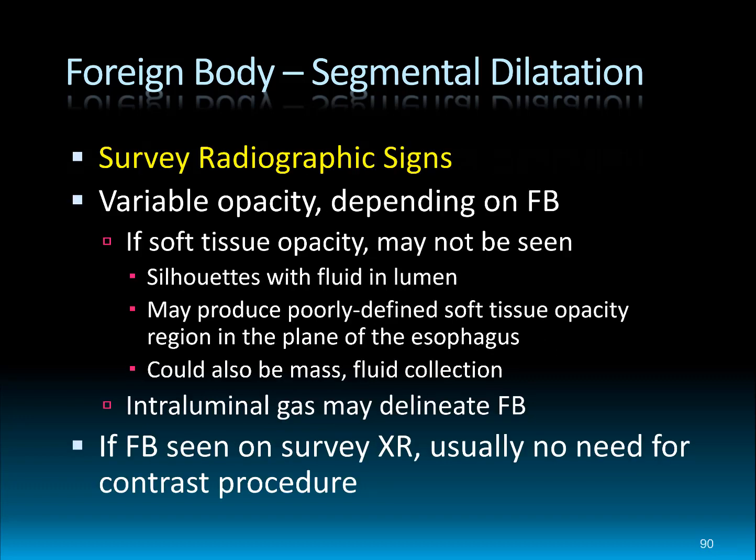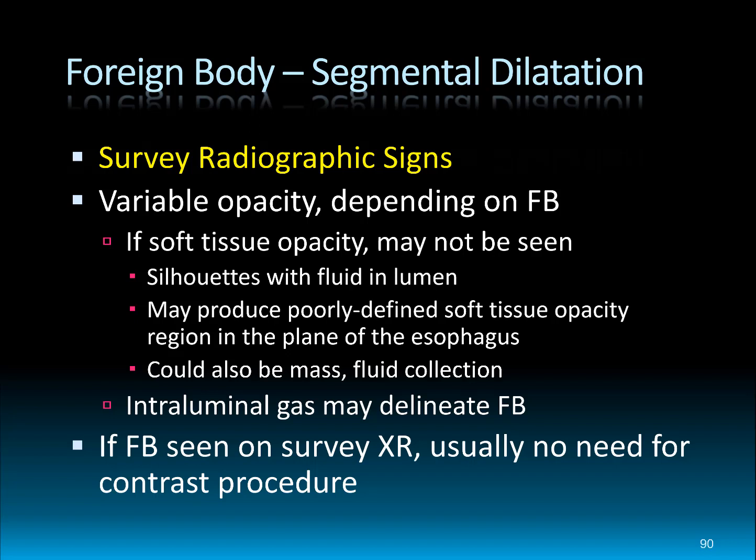On survey radiographs, the esophagus, that distended segment of the esophagus, is variable in opacity. And the foreign object itself is going to be variable in opacity, just depending on what it's made of. So a soft tissue opacity foreign object may not be visible on survey radiographs because it may silhouette with the fluid in the esophagus that surrounds it. Maybe you get a hint that there's something there, you may not. Certainly if it's a mineral or metal foreign object, it's going to be a lot easier to see. If there's gas in the esophagus, you still have a good chance of seeing a soft tissue opacity object because that gas is more likely to highlight it nicely.